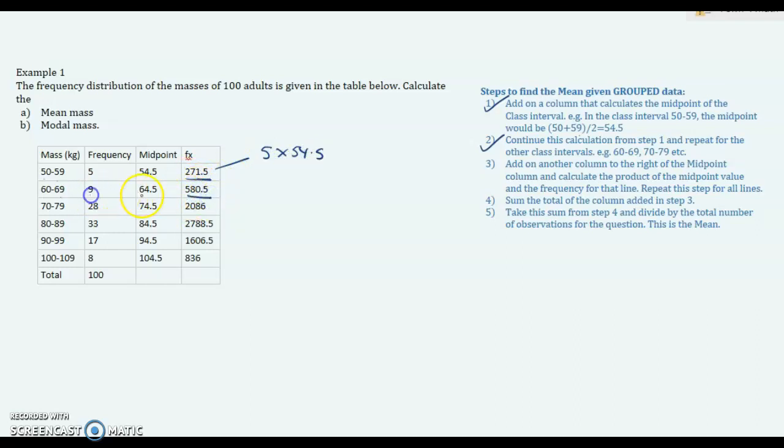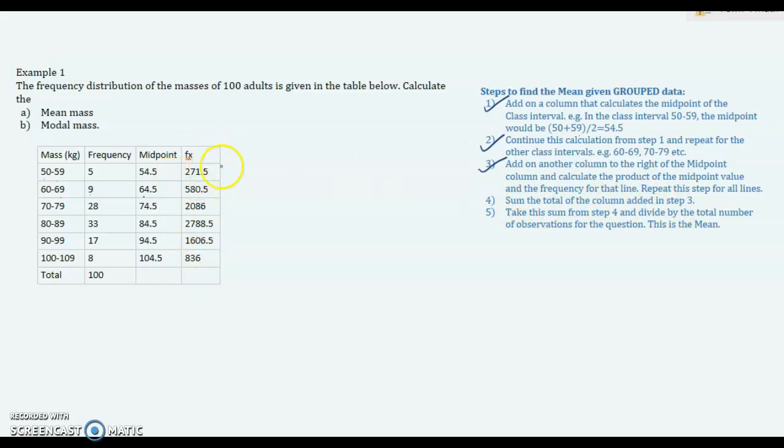This value here was 9 multiplied by 64.5, etc. So I have completed step 3. And they said to repeat this step for all the lines. Step 4 now, they say sum the total of the columns added in step 3.